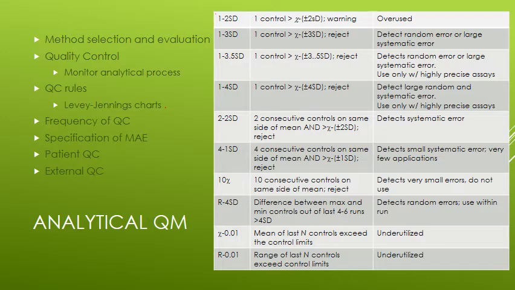The one that's most used is the 1-2s rule. That's probably the most commonly used one. It detects a random error. For the most part, it'll be random error. And probably at this point, it's considered mostly overused. It will be considered a warning. You don't have to reject the run with that, but it's a good warning rule, at least that's what laboratorians believe. But you can see that there's a whole bunch of other rules, and you would need to choose amongst these rules and see which ones you're going to apply to your QC data.